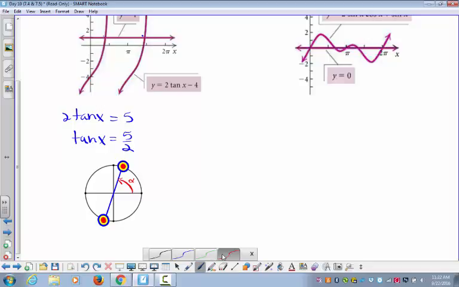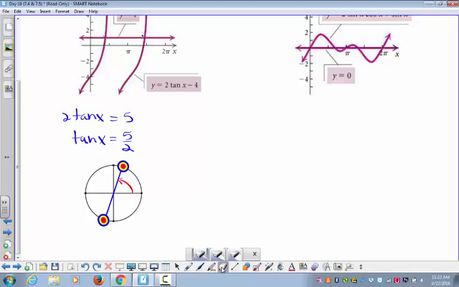Maybe I won't call it alpha. Let's not call it alpha. Let's just leave it unlabeled for the moment. Okay. When we have a non-special ratio, we're going to have to use our calculator.